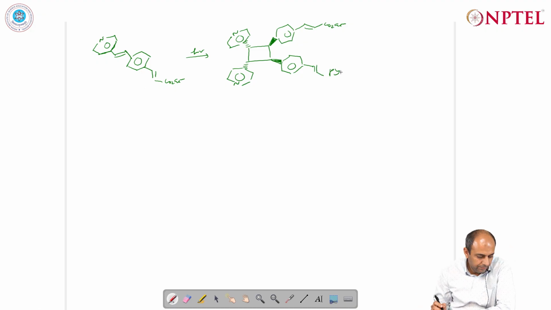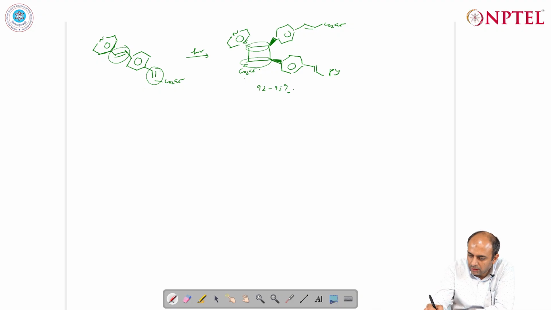Pyridine. Sorry. This is my CO2. So you can see here that the reaction happens of this double bond with this particular double bond on the other side. Okay, so the double bond on the pyridine side here reacts with the double bond on the carboxylate side to give you the photodimer in 92 to 95% enantiomeric excess.